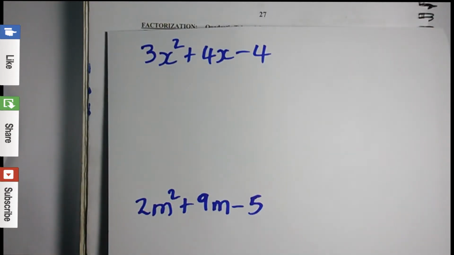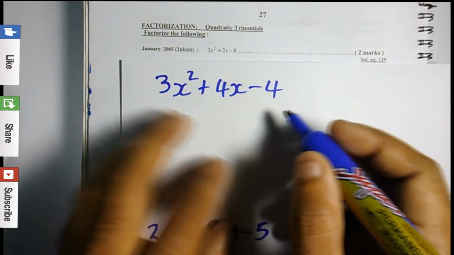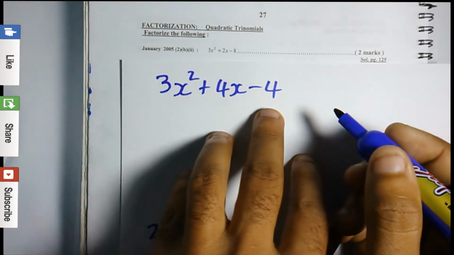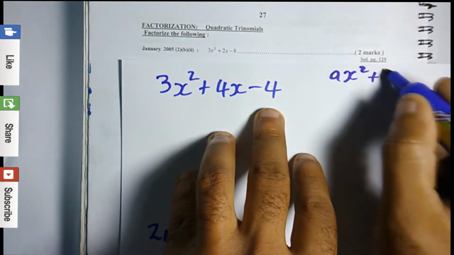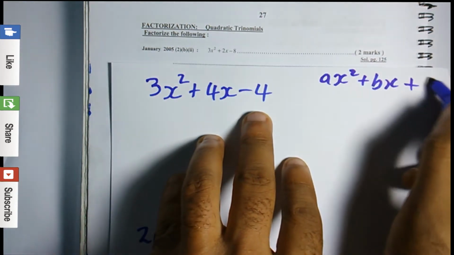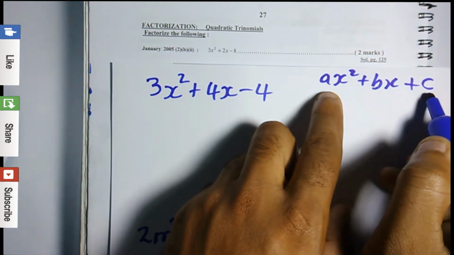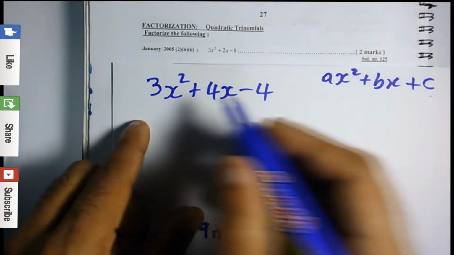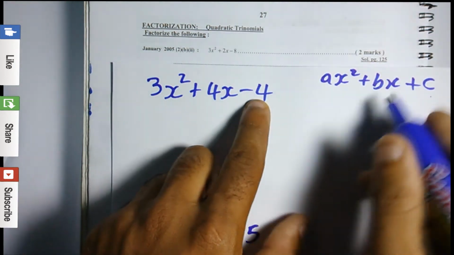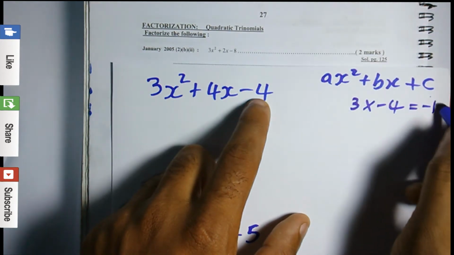So I'm looking at a few more questions based on factorization of quadratic trinomials. You have to remember that the general form for a quadratic expression or equation is ax squared plus bx plus c. To factorize questions like these, we're using the AC method, meaning I'm going to multiply the A component by the C component in this expression, which is 3 times minus 4.